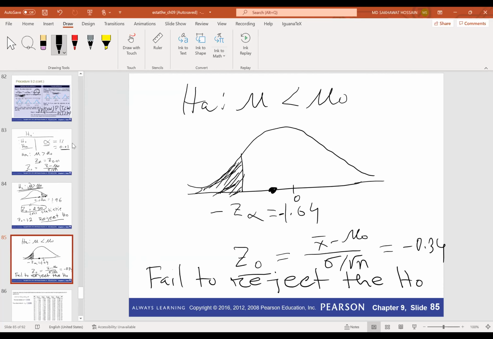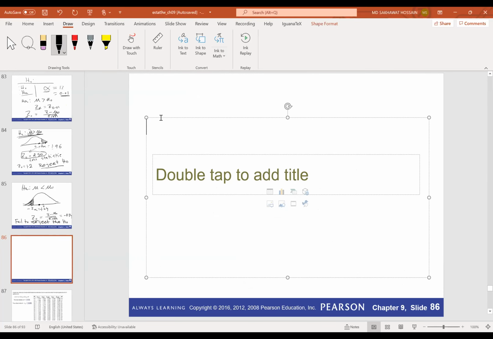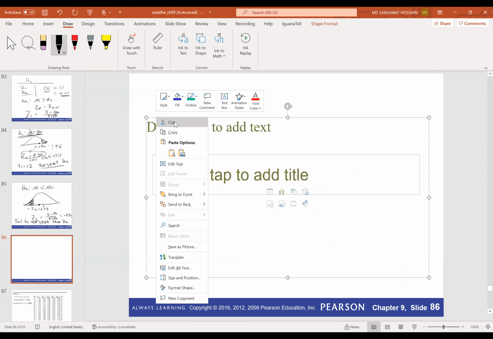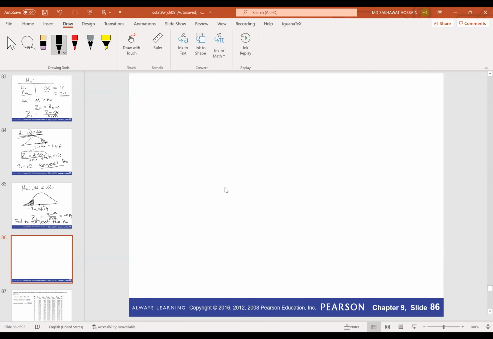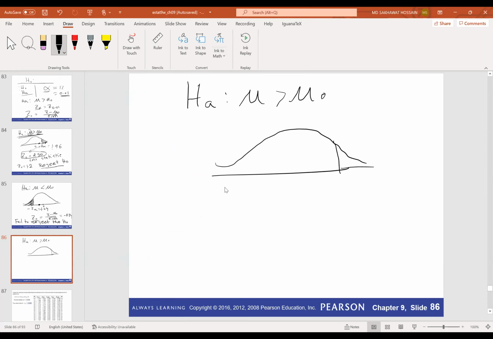Okay, so what is the p-value approach? In the p-value approach, instead of comparing the critical value, we'll calculate the p-value. So how do we calculate the p-value? For example, if our test is a right tail test, then this is z alpha, this is our rejection region. Let's consider this is 1.96. Now we'll calculate the z observed.